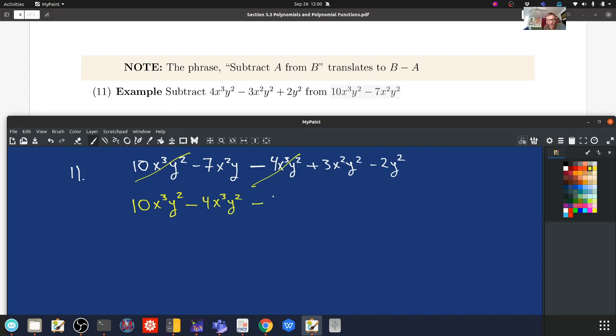Now I'm going to go right ahead and do minus 7x squared y. Do I have any other x squared y terms? I don't. I have an x squared y squared term. Do I have any other x squared y squared terms? I don't. Minus 2y. So all of this, you know, marking through up here, that's just bookkeeping, and it helps.